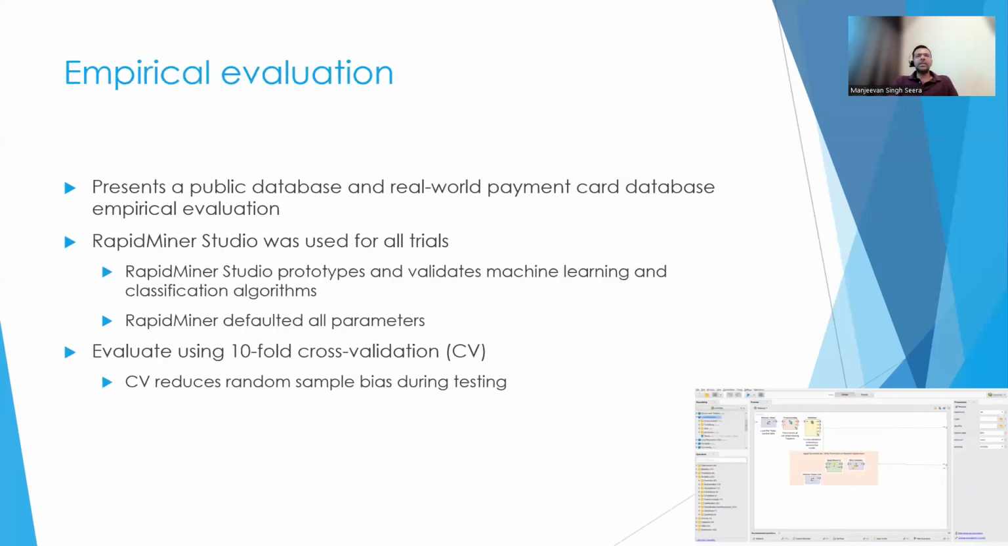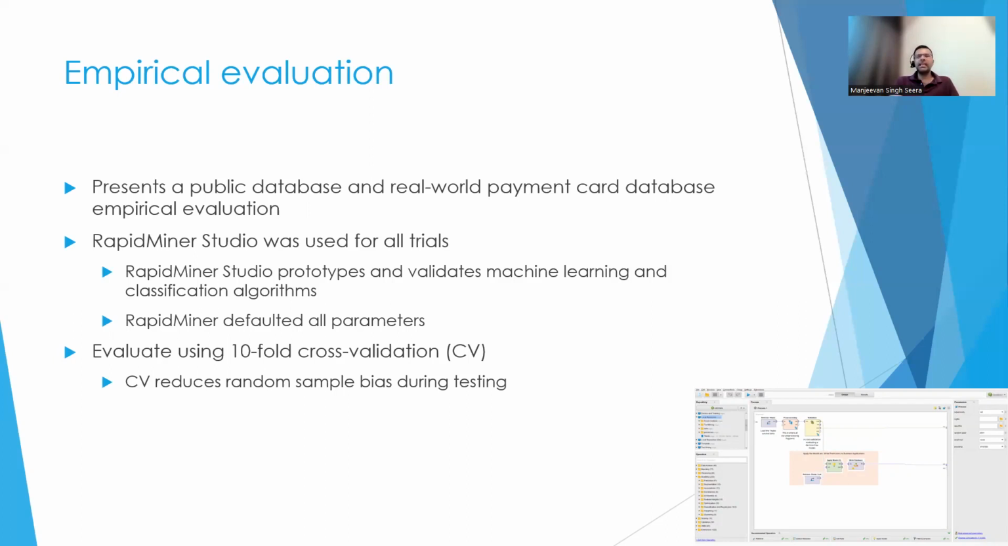Now, all of the experiments were evaluated using two types of data sets, as I mentioned. The first one uses a public database. The second one is a real-world payment card database from a financial institution. For all of the trials, RapidMiner Studio, as you can see in the image on the bottom right, was used. So why was RapidMiner chosen?